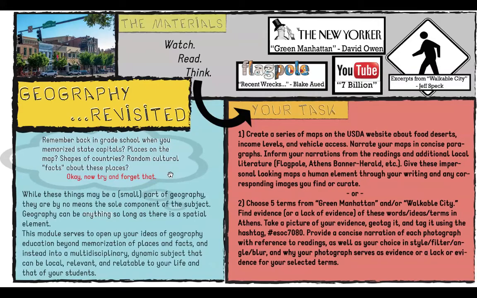So if you've decided that you would like to work on the map task and not the Instagram photo essay, I'll walk you through the basic steps of using the USDA website. Your task is to create a series of maps on the USDA website about food deserts, income levels, and vehicle access. If you would like to look at other concepts that might be related, and there's data available on the website, like obesity, you can go ahead and do that.